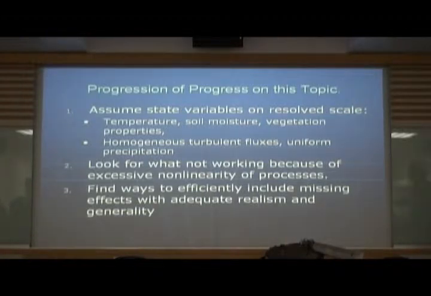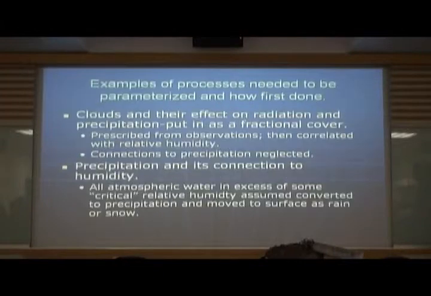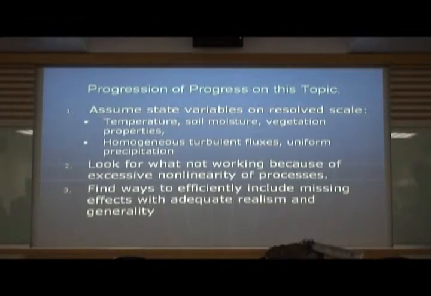Okay, state variables, for land might be temperature, soil moisture, vegetation properties.